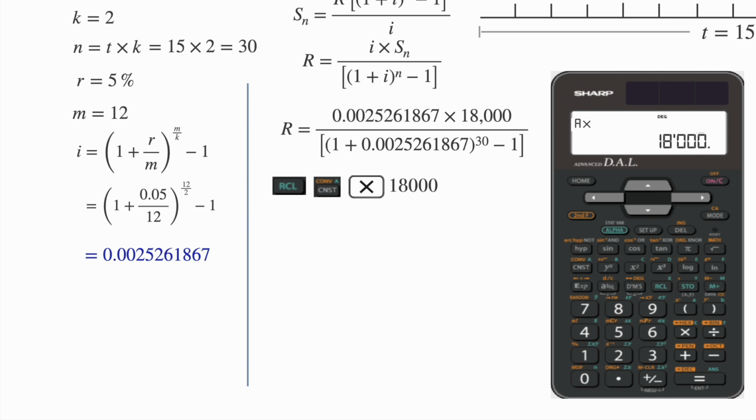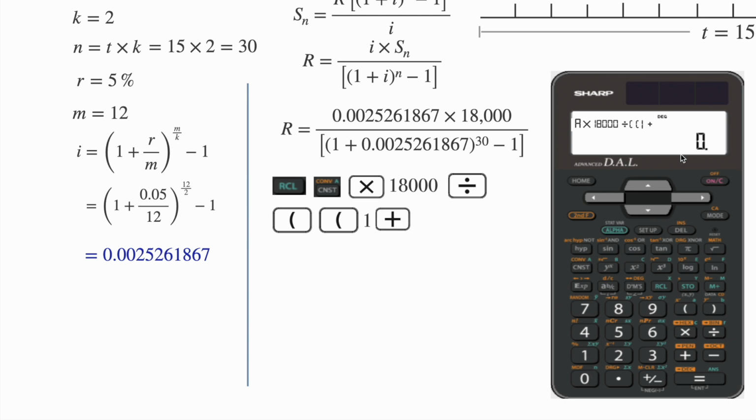That puts the number on the screen of my calculator. Then divided by, when I press the division key, the 18,000 appears here, and the screen is just waiting for another number. This division is this line here, and the number at the bottom must be in brackets. So that's the reason I left it in this bracket here. So I open bracket. There is another bracket. I open the other bracket of my calculator.